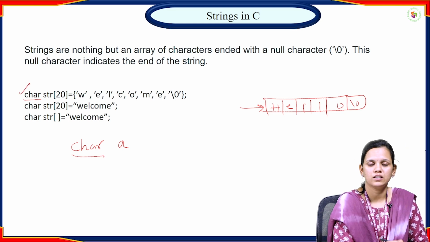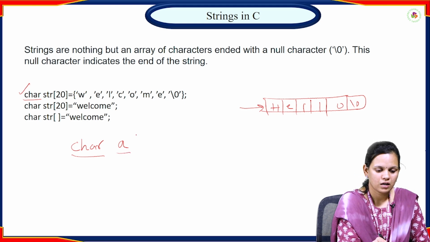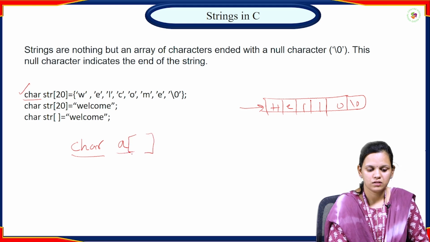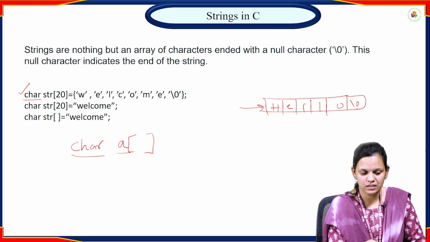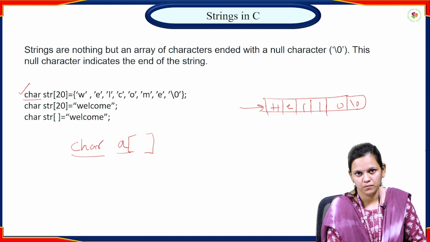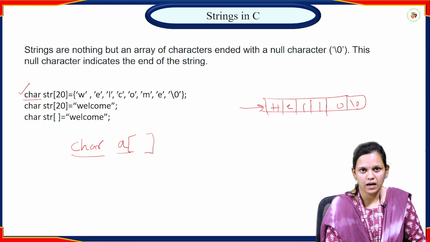So I have to use the data type char and give the variable name, and an array is denoted like this: a of, that is, this is the subscript. Inside this subscript I have to give the size of the array.